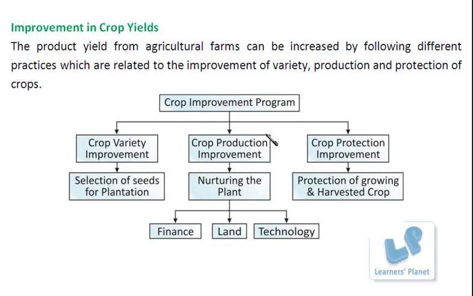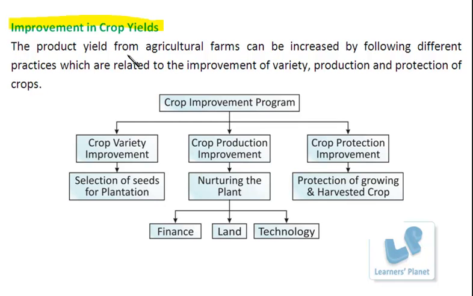Now since agriculture is related to both parts, the plants as well as animals, if we consider the improvement, then we need to follow different practices to obtain food from the different sources, plants and animals. I'm going to explain one by one how these agricultural practices could be improved so that the production can be increased. First of all I will discuss the improvement in the crop yield.